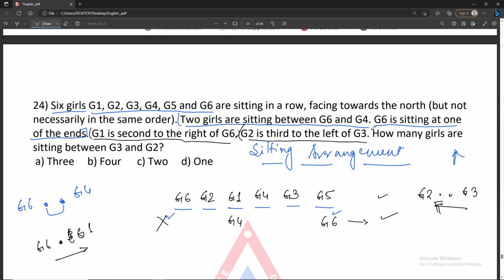So what does the question require? How many girls are sitting between G3 and G2? Two. Answer.